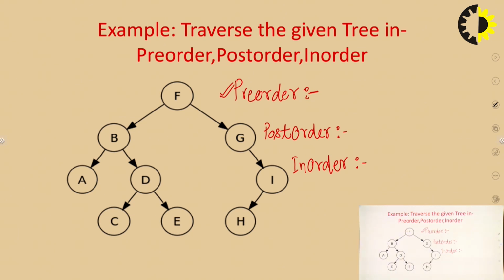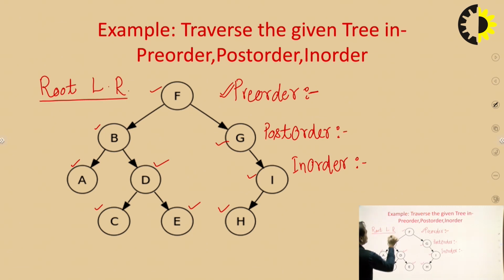First, we want to discuss whether this tree is binary or something other. This tree is a binary tree because each node has at most 2 children. We want to traverse this tree by using the traversing algorithms, and the first algorithm is pre-order. In case of pre-order, first we have to traverse the root, then left, then right. First we traverse the root, then the left subtree, then the right subtree.